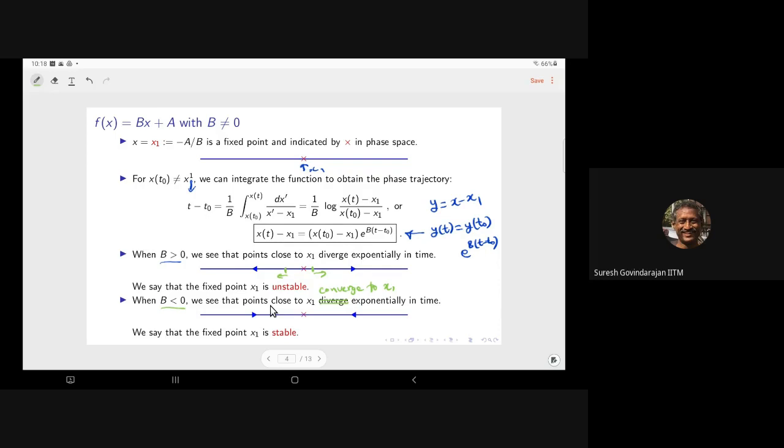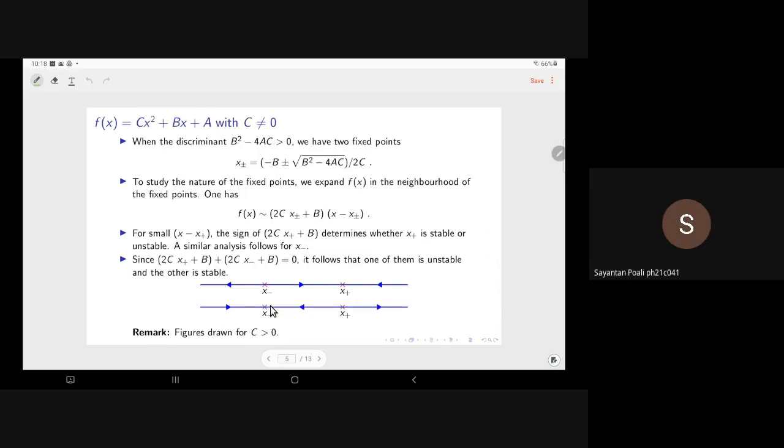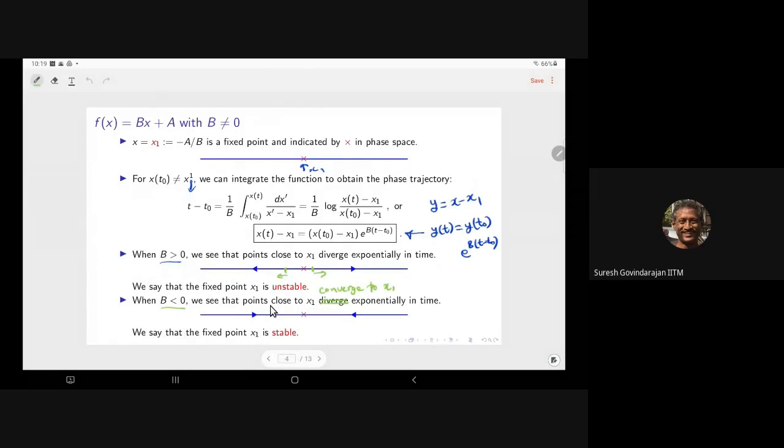Okay, so good. At x1 the particle stops. Does it take infinite time? It takes infinite time. Okay. It will gradually move towards the stable point. Yeah, correct.